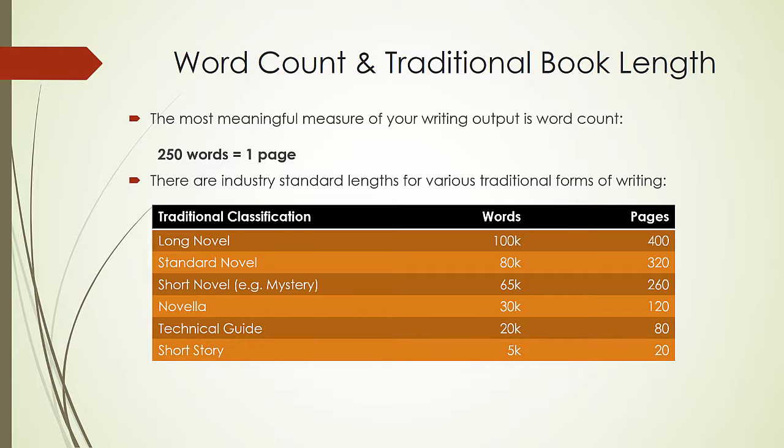Once you get beyond that, you're writing a long novel. A standard novel, 90K. Short novels, 65K. Novella, 35K. A technical guide gets down to about 20K, and a short story, 5K. Now remember, that readers think in pages, but writers think in words. You might want to come back and refer to this slide so that you can memorize some of the lengths in this table.